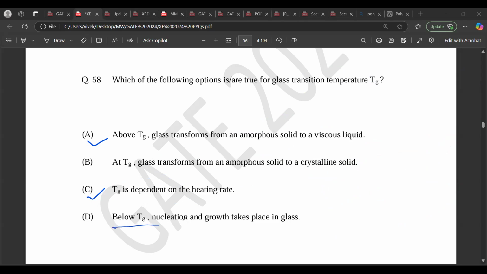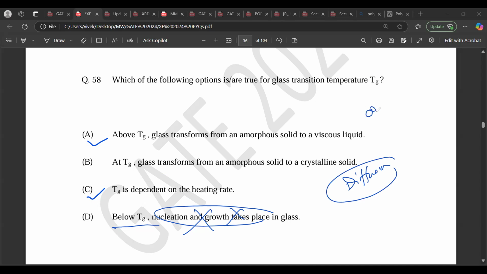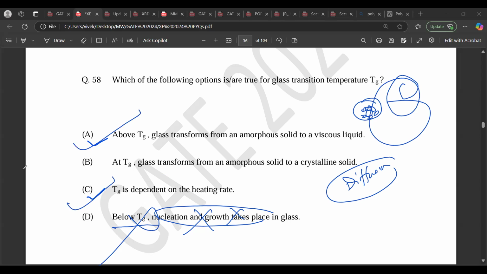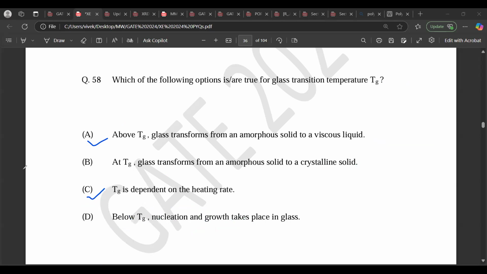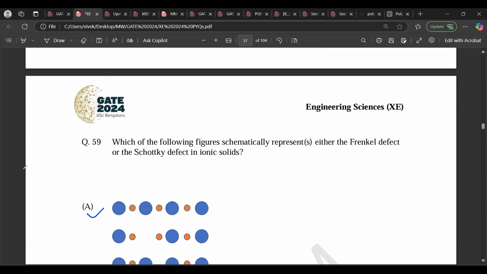And below Tg, nucleation and growth takes place in glass. That is wrong. Below Tg, everything is frozen. It's glassy. There is no diffusion at all, no atomic diffusion at all. If there is no diffusion, how will the nuclei form? Embryo and then nuclei. If there are no nuclei, how will the growth occur? So this is stupid. So A and B is the answer.